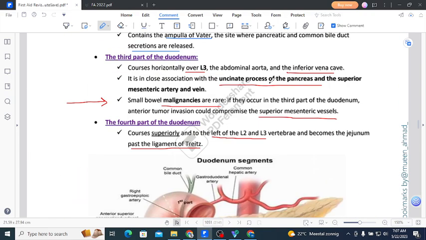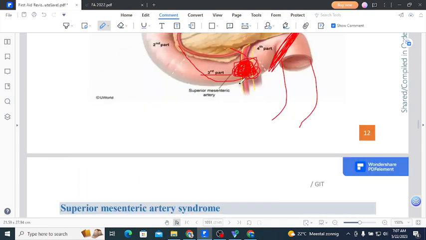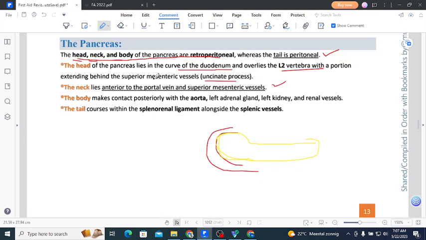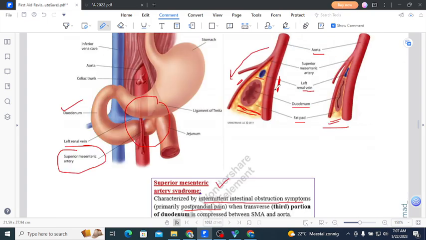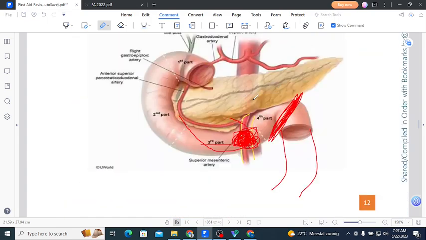So I guess there is a picture. The neck lies anterior to the portal vein and superior mesenteric vessels. Here you can see that this is the neck, and the neck is lying anterior to the portal vein as well as the superior mesenteric vessel. So it is the neck of the pancreas behind which the portal vein is formed.